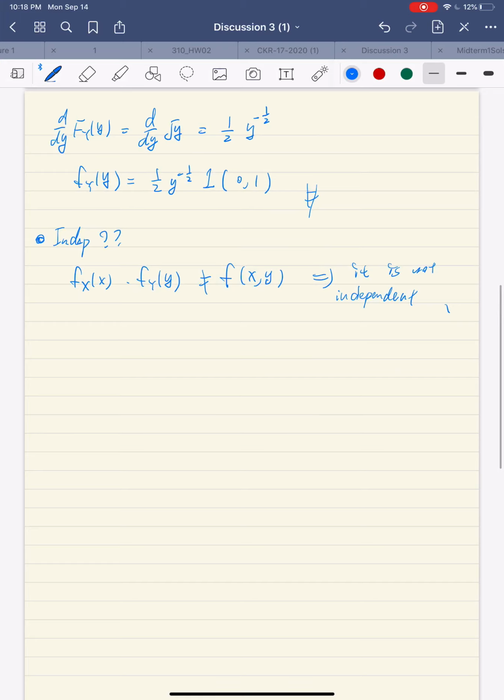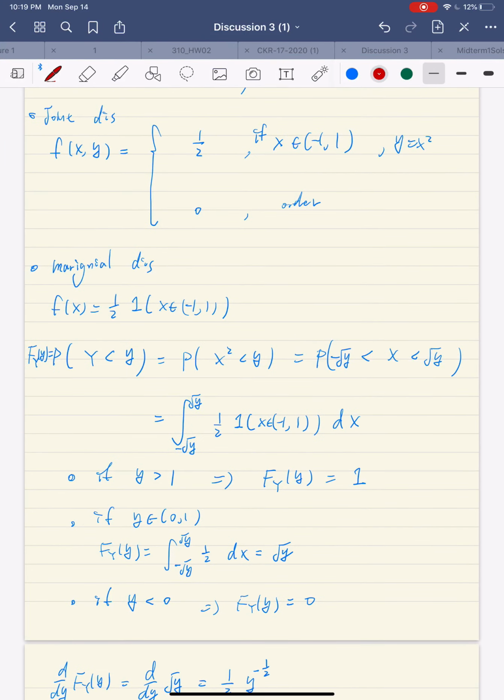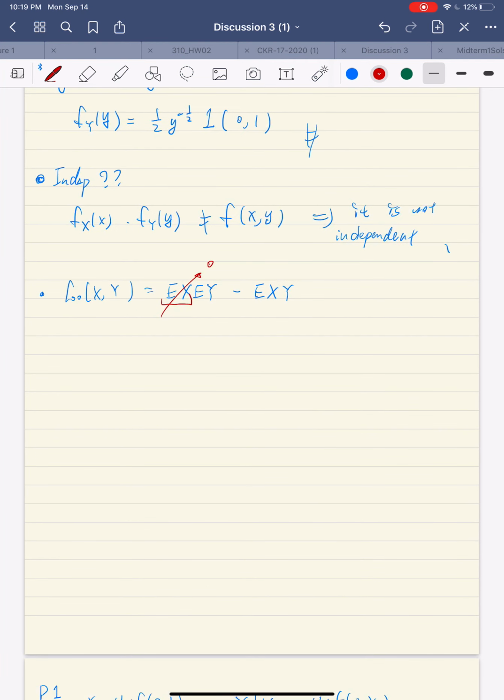Okay. And next, we want to find the covariance of x and y. This is equal to the expectation of x times y minus the expectation of x times the expectation of y. We know the average of x is equal to 0 because x is uniform from -1 to 1. And the expectation of x times y is the third moment of x, which is also equal to 0. So we can see the covariance is equal to 0.